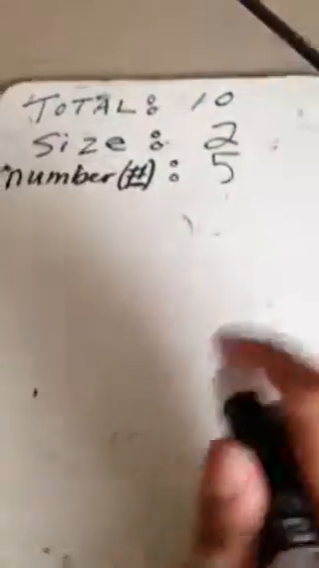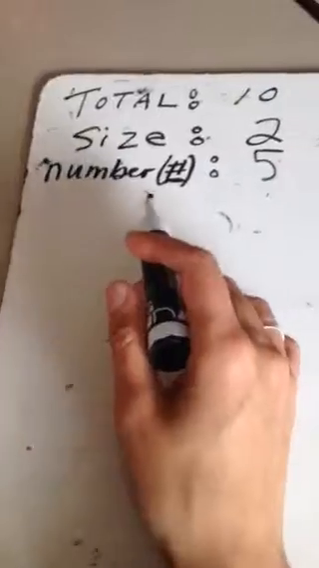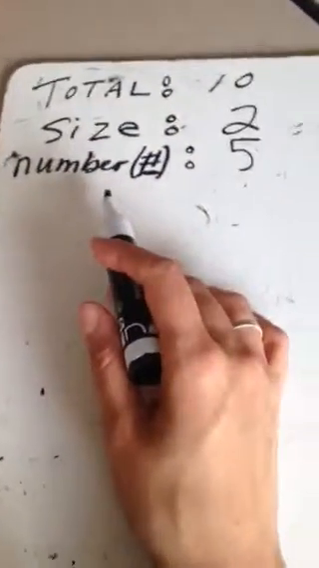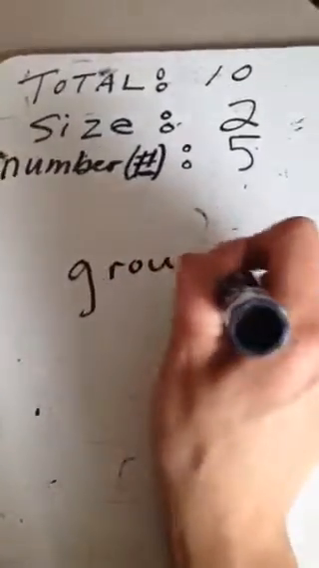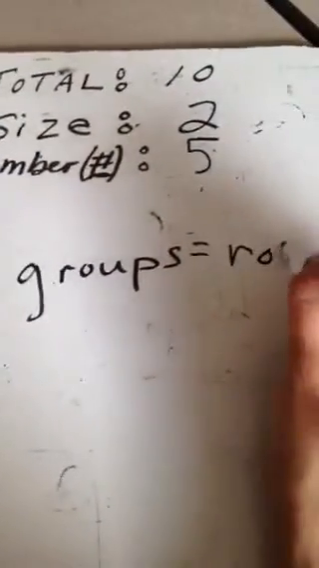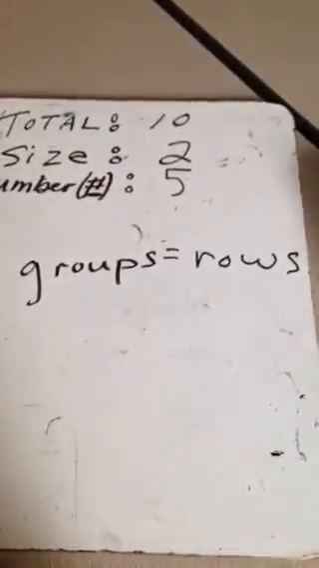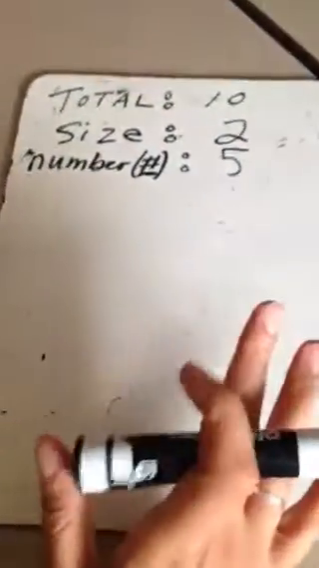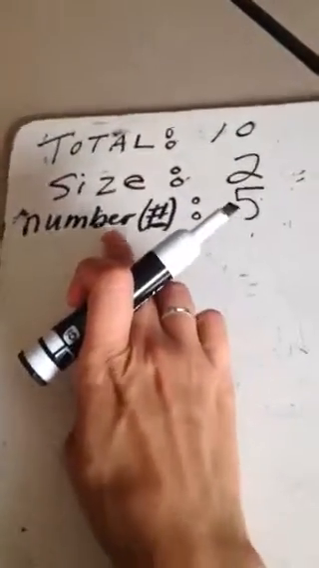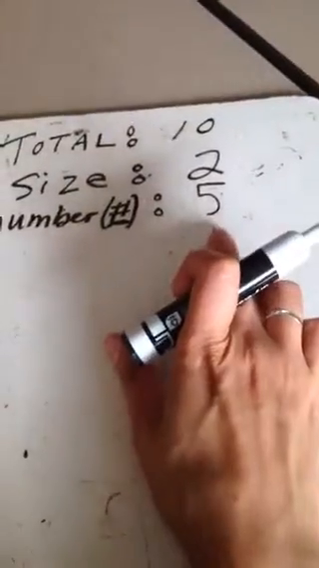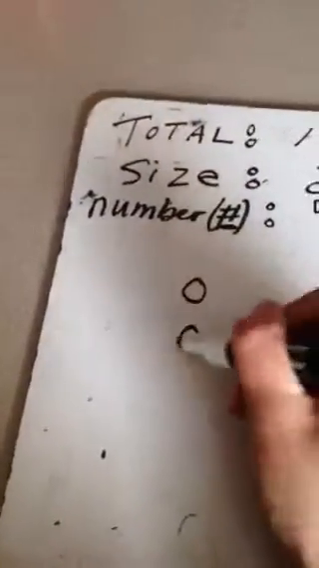The other way you could do it would be the opposite. You could say, okay, well, I like doing the number of rows better. So I know that the number of groups right now is the same as the number of rows. So that's going to change sometime, but right now we're just talking about rows. So you can say the number of groups is 5. I know I need 5 rows.